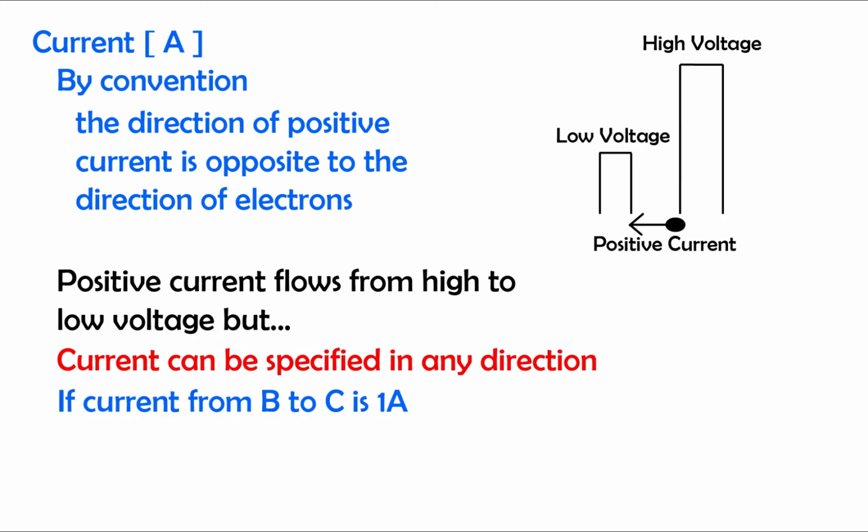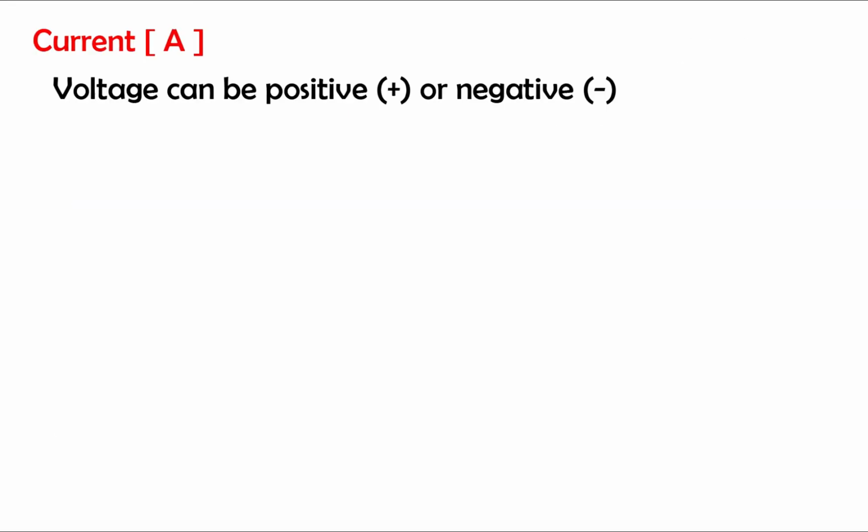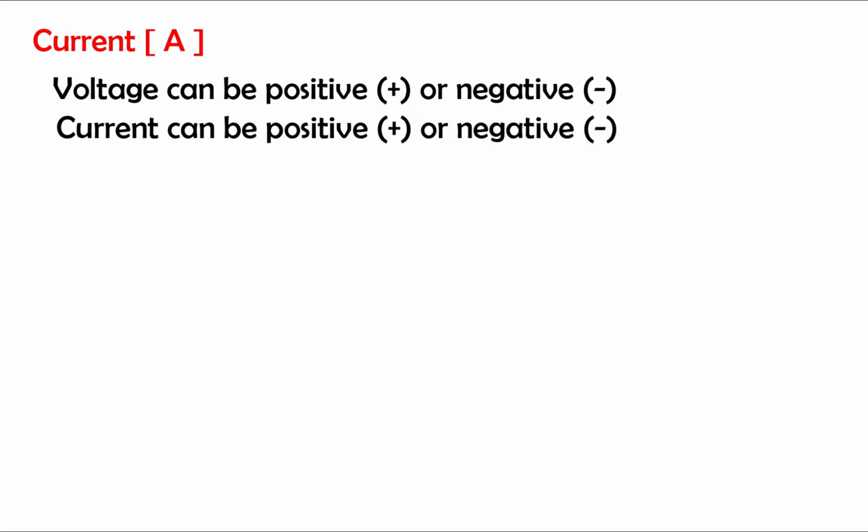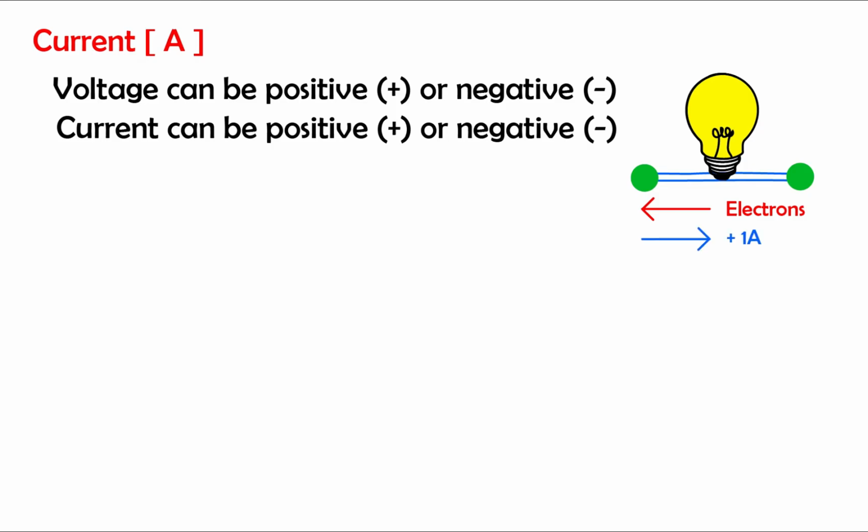Suppose the current going from B to C is 1 amp. Then it's also true that the current going from C to B is negative 1 amp. Just like the voltage can be positive or negative based on the reference node, current can change polarity based on the chosen direction for analysis. Zooming into our circuit, if electrons flow from right to left, the direction of positive current will be from left to right. Note that the direction of negative current is the same as that of electrons.